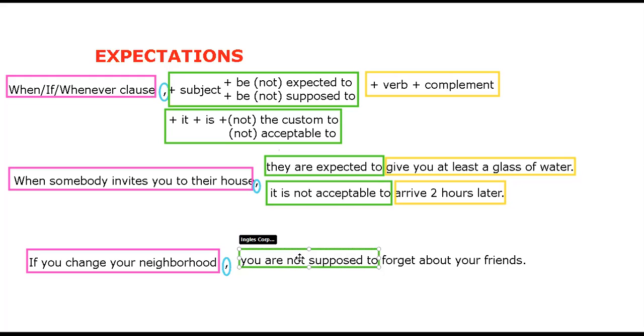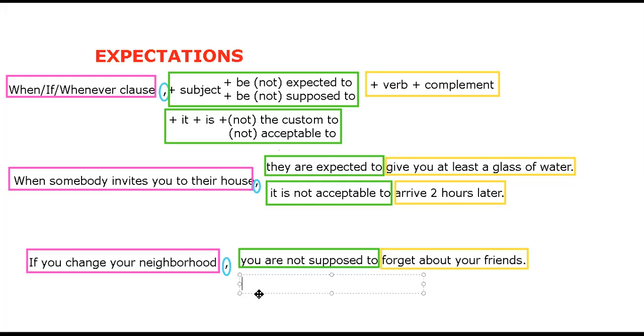Okay, so you're not supposed to, and then here we have the verb plus the complement. Okay, verb plus complement here. You're not supposed to forget about your friends. And I'll give you one more just to make it clear there, and I'm going to once again use the opposite. So in this one, I use "it is not acceptable," which is this one. I'm not going to use this one. "It's custom to." Okay.